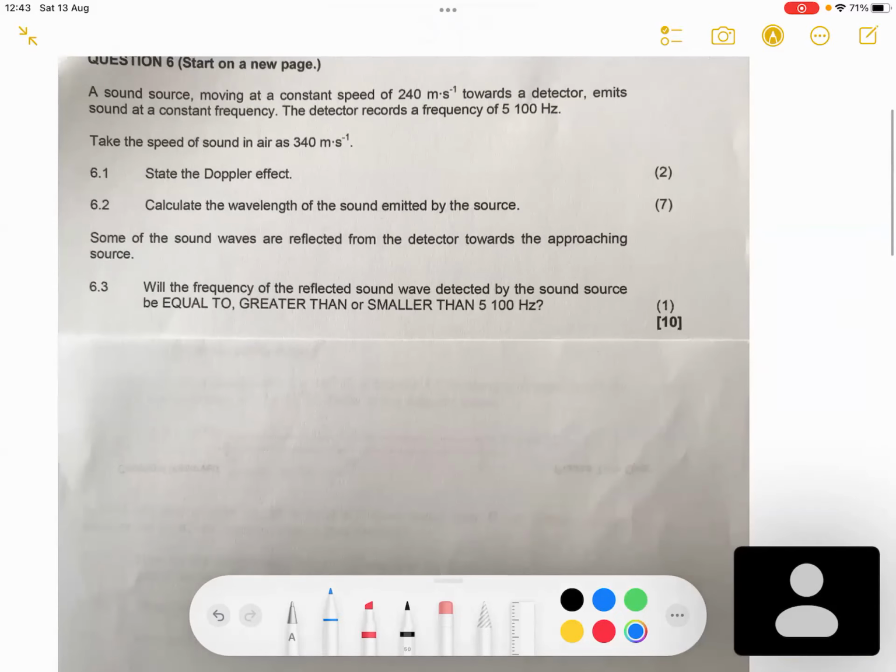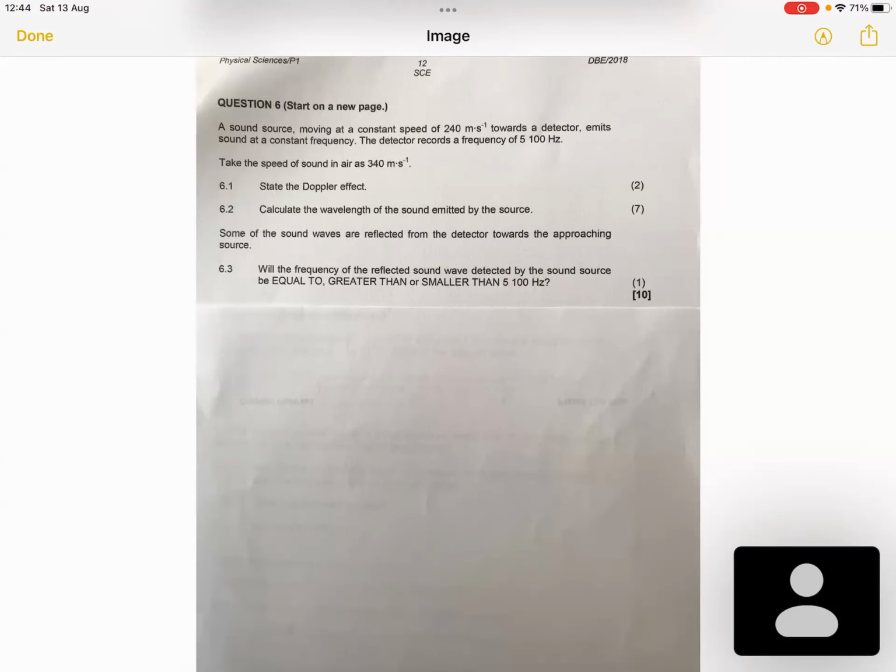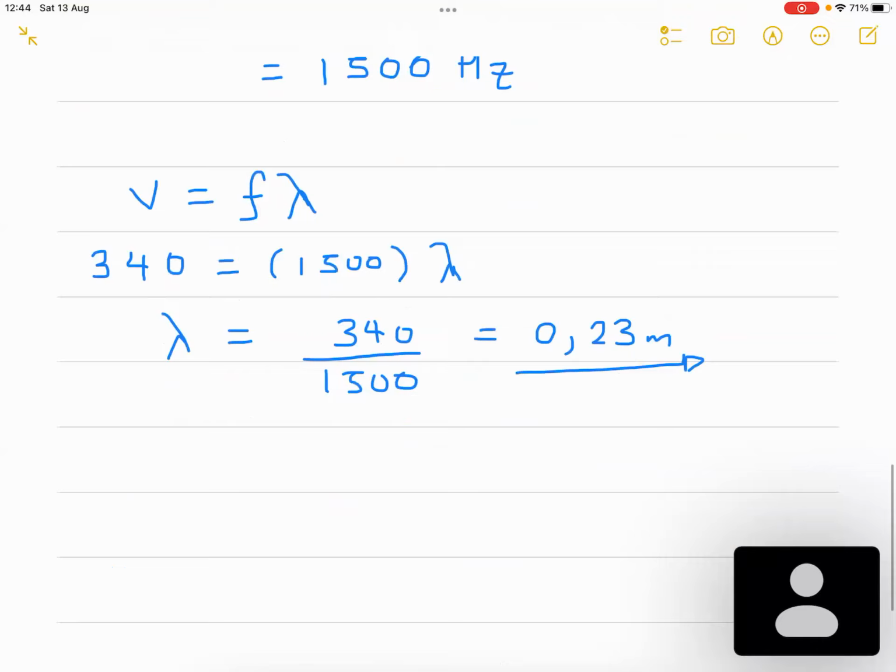And then the next question is, some of the sound waves are reflected from the detector towards the approaching source. So you have a source and the source is moving towards the detector. Some of the waves are reflected from the detector and then they approach the source. Will the frequency of the reflected sound wave detected by the source be equal to, greater than, or smaller than 5,100? Now, 5,100 is what the detector is getting. So what do you think the answer is to that?